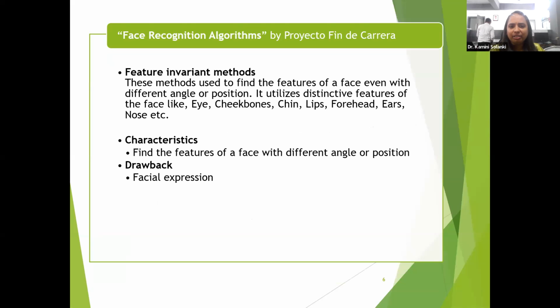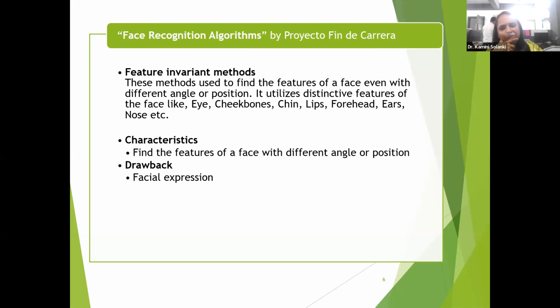Next is feature invariant. Feature invariant means this method is used to find the features of a face even with different angles and positions. It will take the features of the cheekbones, chin, lips, forehead, ears, nose, etc. Then it finds the features of the face at different angles and positions, like 45 degrees, 90 degrees. So it will take the features from the different angles.